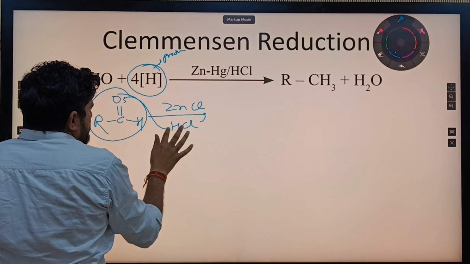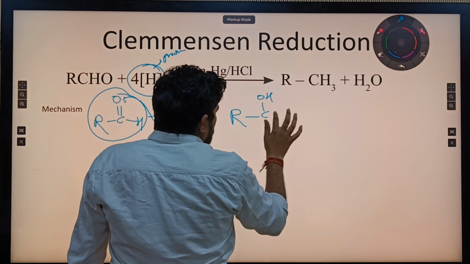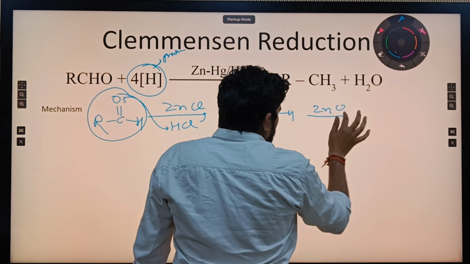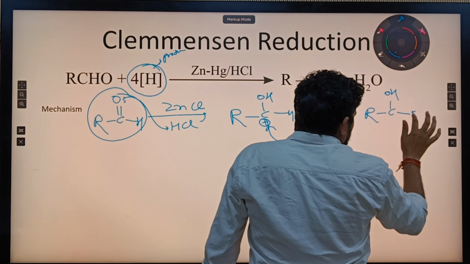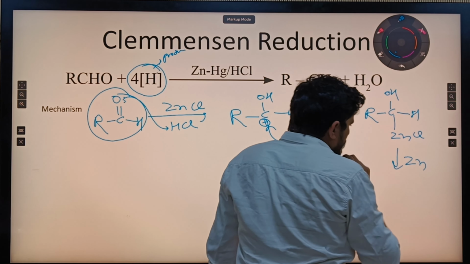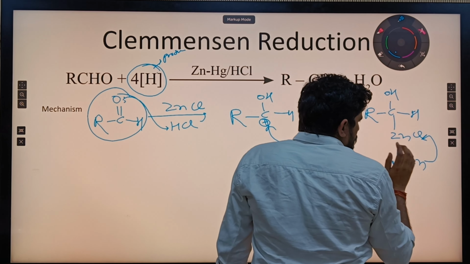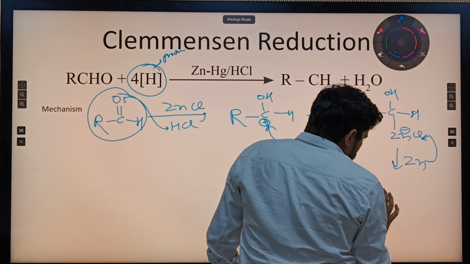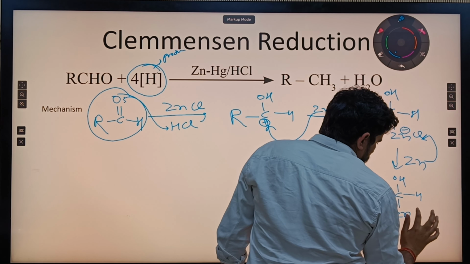The lone pair of oxygen extracts the proton from the HCl, like acidic condition. In acidic condition, OH and a positive charge will be created on the carbon atom, and the zinc chloride attacks the positive charge, making an intermediate like this. Further, zinc metal or zinc amalgam attacks the chloride group, and a negative charge will be produced on the zinc: carbon, OH, hydrogen and zinc negative.